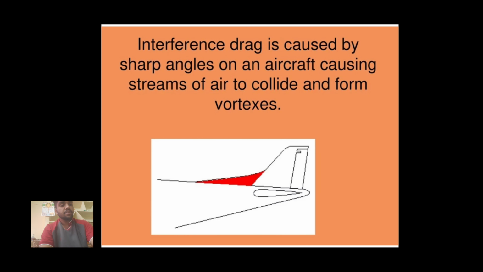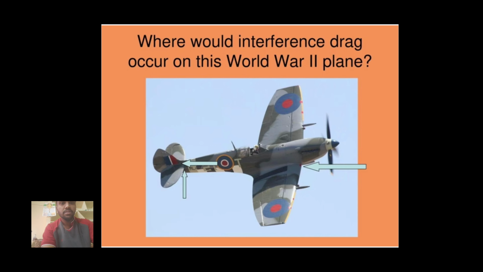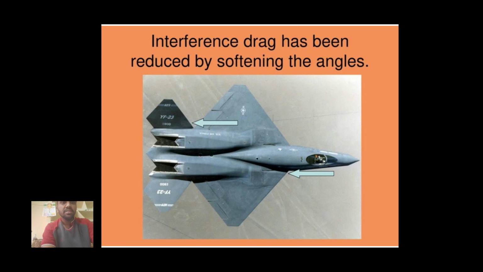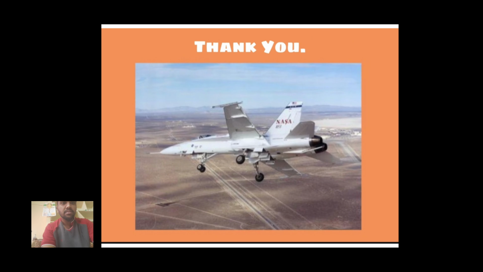Interference drag is greatest in areas with sharp angles, like where the wing struts meet the fuselage or the underside of the wings, as well as where the wings themselves attach to the fuselage. This drag occurs on a World War II plane. On a modern jet, interference drag has been reduced by softening the angles.